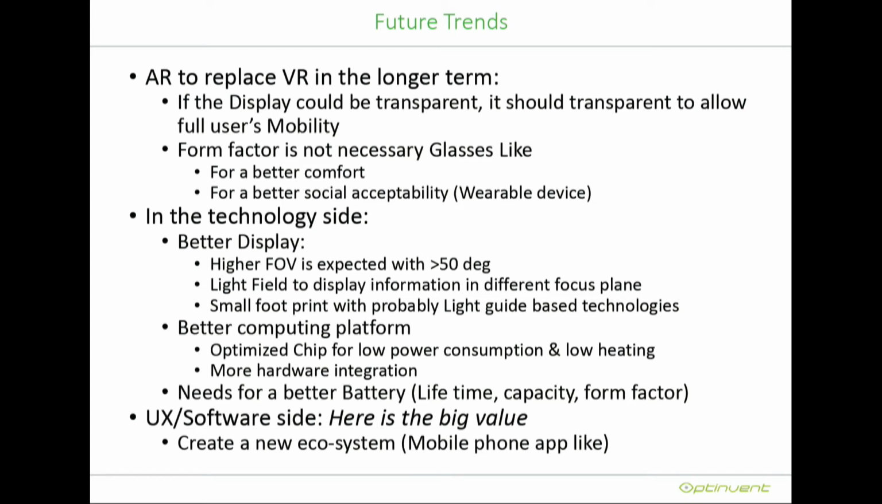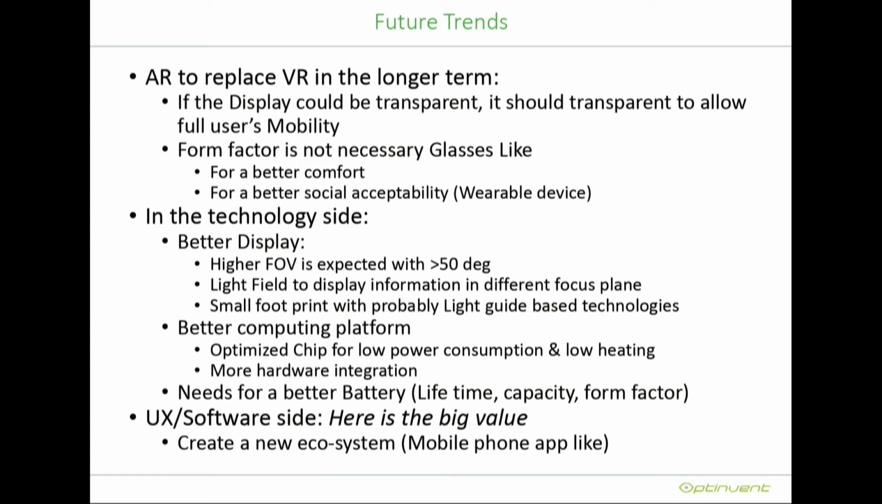The idea is to display the content in different locations in real time, as our eyes look at the world. This is what, for example, Magic Leap is working on, as are other companies. We too. The trend for the display is also to have a really small footprint, and we believe this will be done with light guide based technology, not with the other technologies that I explained.